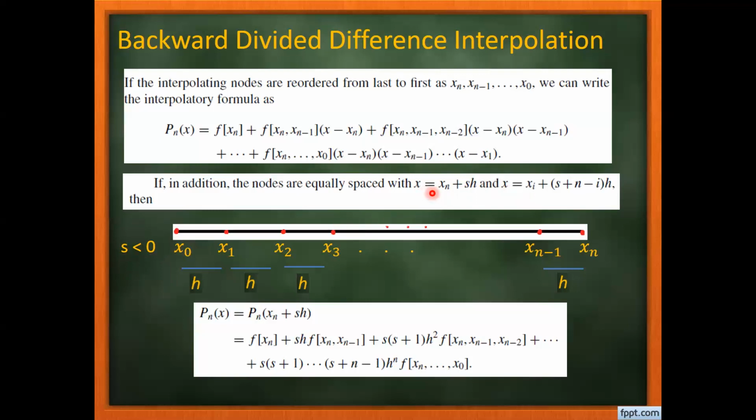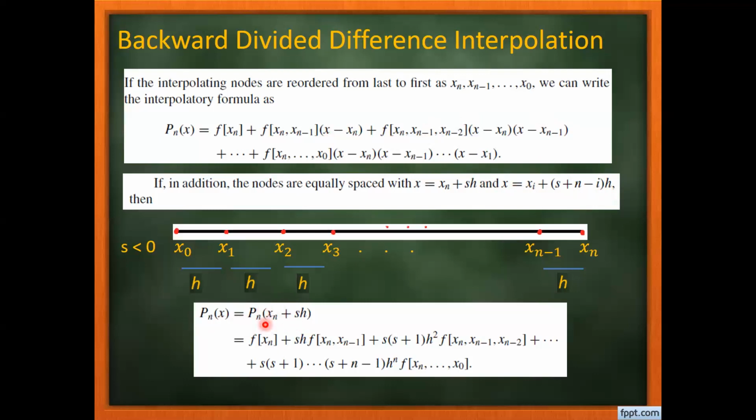So x is taken to be xn plus sh, where s is negative. This means that if I have to take the differences x minus xi, which in this case are x minus xn, x minus xn minus 1, then x minus xi can be expressed as (s plus n minus i) times h. We have adopted a similar approach by substituting these values here. So for x minus xn, I should substitute n instead of i. So that will give Pn of x equals Pn of xn plus sh.